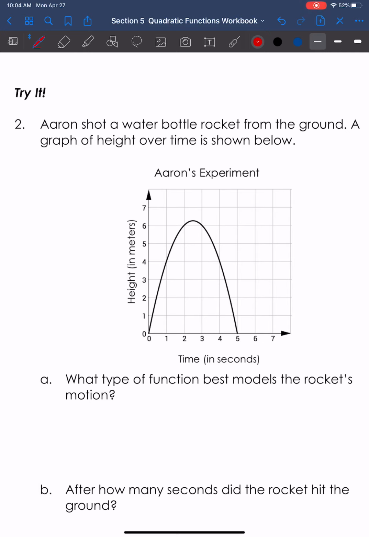Alright, this video comes from Section 5, Topic 1, and we're going to be talking about quadratics in the real world. Aaron shot a water bottle rocket from the ground. A graph of height over time is shown below.